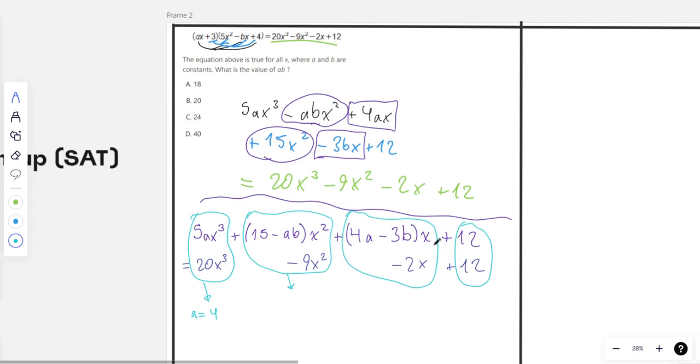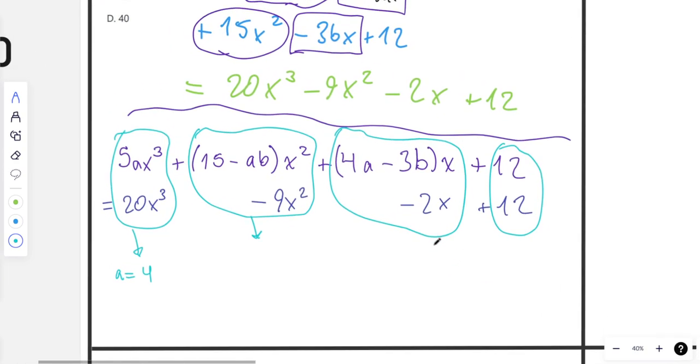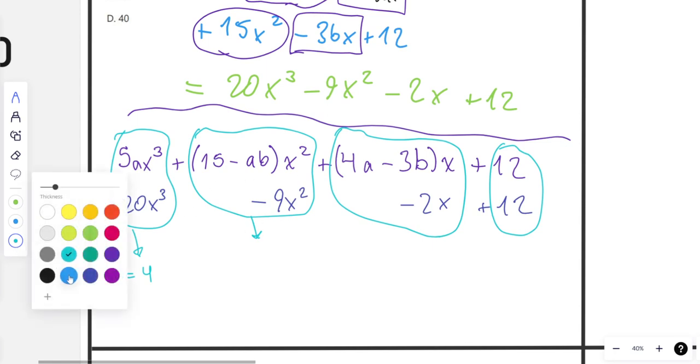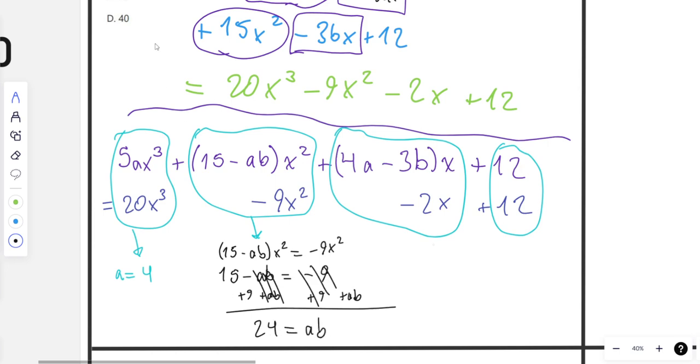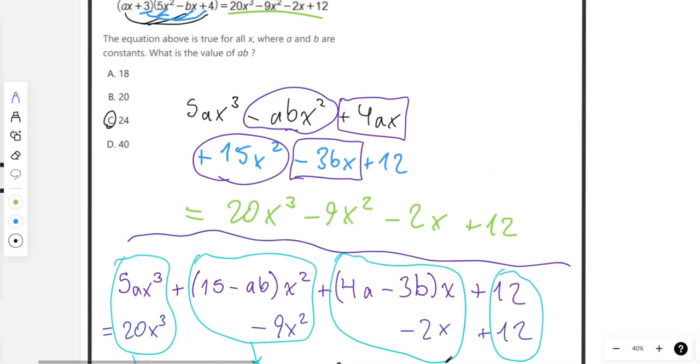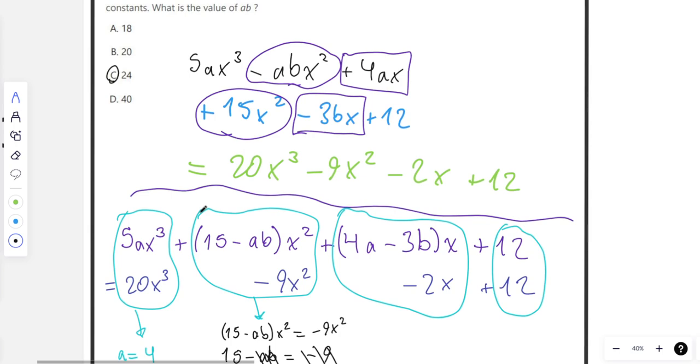If you see here, on the left side, I have 15 minus ab times x squared. On the right side, that's equivalent to negative 9x squared. So what I can do here is rewrite this as 15 minus ab is equal to negative 9. Notice how I dropped off the x squared, right? You can drop off the x squared by dividing it off both sides. Then I can add 9 on both sides, and add ab on both sides. I'll cancel this, cancel this. So we get 24 is equal to ab, which is answer choice C. Hopefully all clear to follow there.